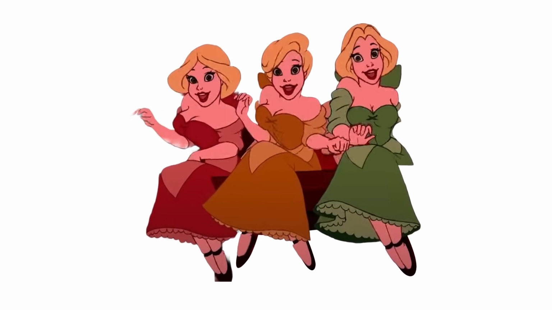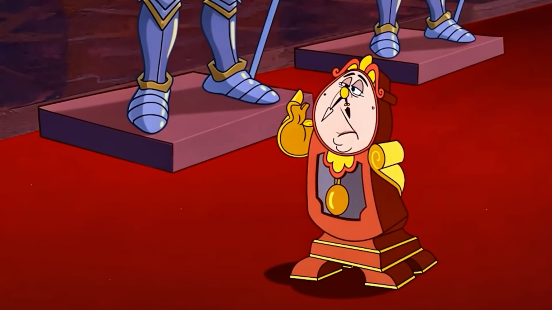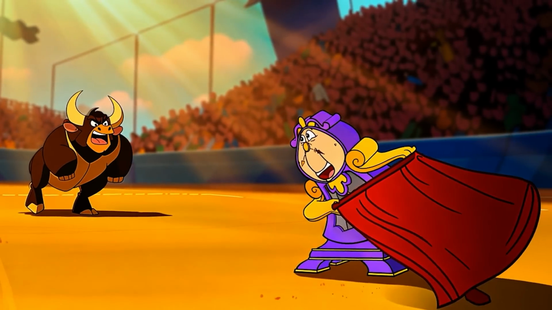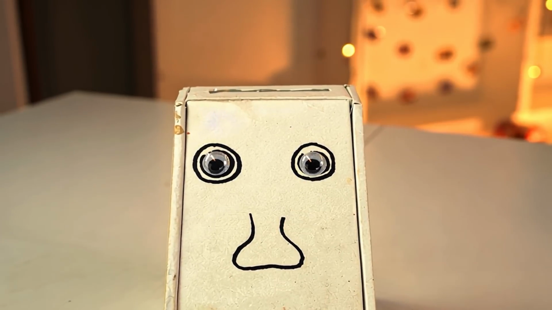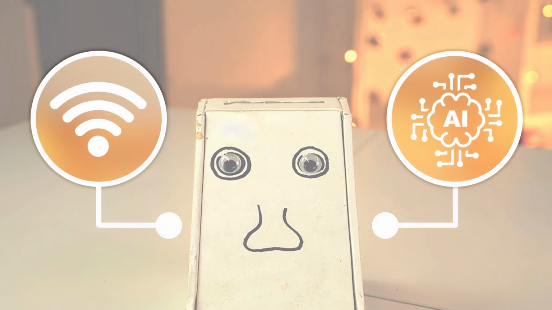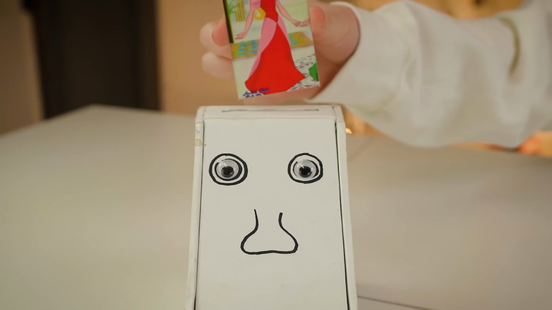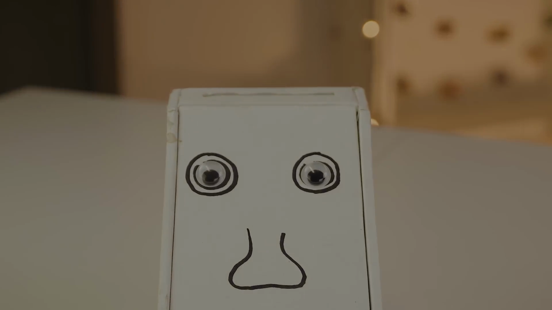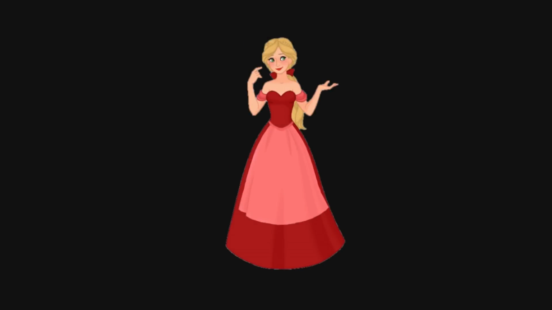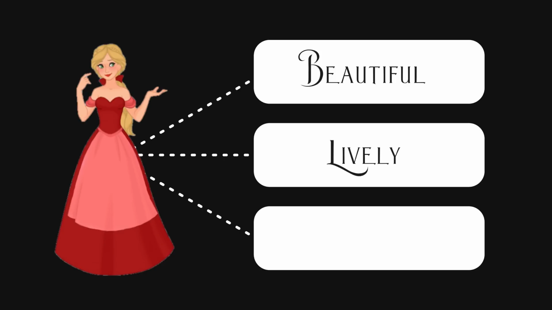I'll use one of the bimbettes characters we see in the tavern with Gaston to explain our process of turning Beauty and the Beast characters into their opposites. First, it starts with my art robot Craig, who is connected to the internet and artificial intelligence. I will ask him to break down a character into their three main attributes. So first, we load the character into the top of Craig, and then he tells us the character's main three attributes. So for the Bimbette, her three main attributes are beautiful, lively, and dumb.